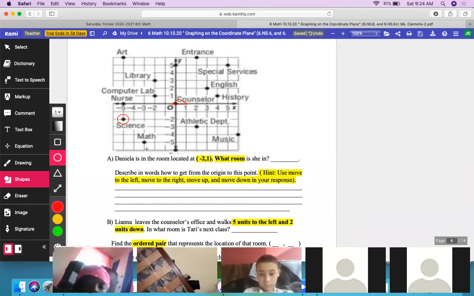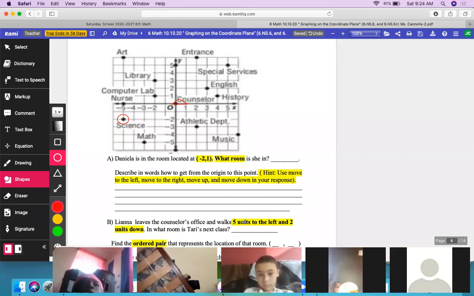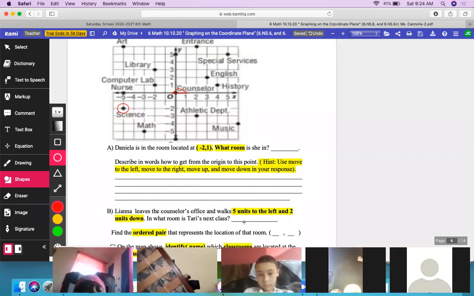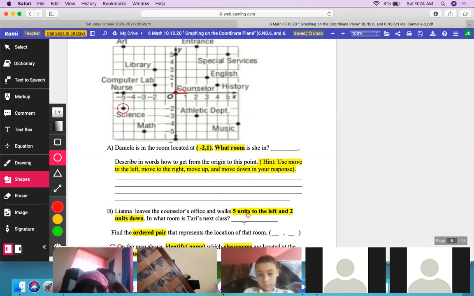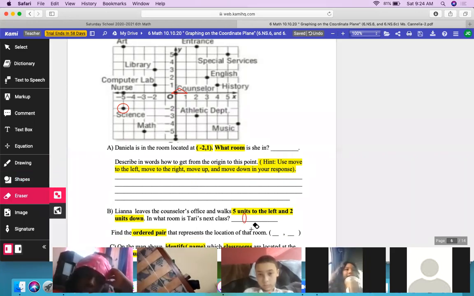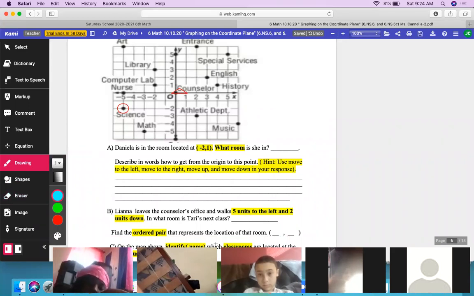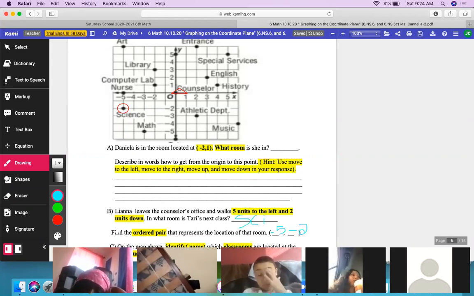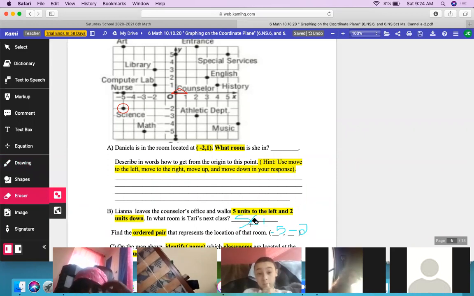Science. Does everyone see that B would be science? I'm not going to write it in. Therefore, what would the ordered pair be, Ian? What did we just graph? -5, -2. Right. -5, -2, and this was the science, right? I'm going to put psi. Yes? Good? All right, let's do the next part.